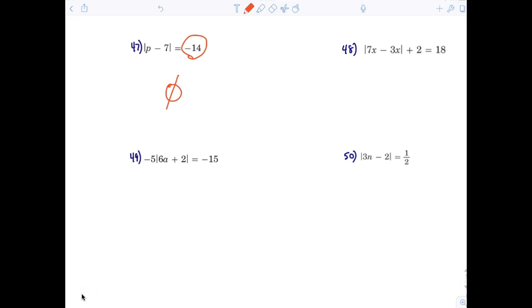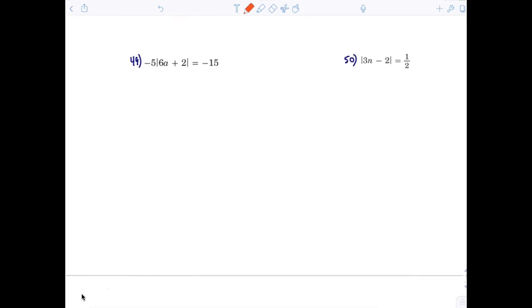Now, the next thing some of you forgot, you need to make yourself a note. Isolate the absolute value. To isolate the absolute value on 49, you have to first divide by negative 5. You do not distribute the negative 5. You divide by negative 5. That will give you absolute value of 6a plus 2 equals 3. Yes? It equals a negative. No, it does not. The reason why it does not is because the absolute value was not isolated.